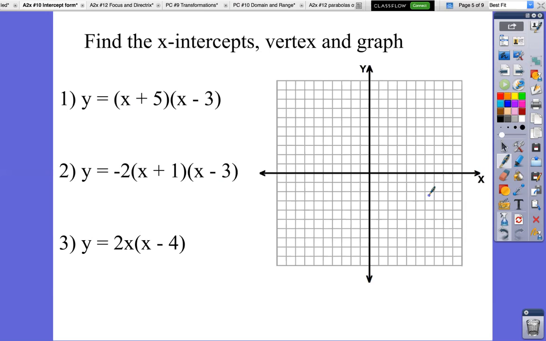All right, so on this one, my x-intercepts are at what points? Negative 1 and 3. Perfect. -1 and +3. Does anybody have any questions about why those are your intercepts? Anybody at all?